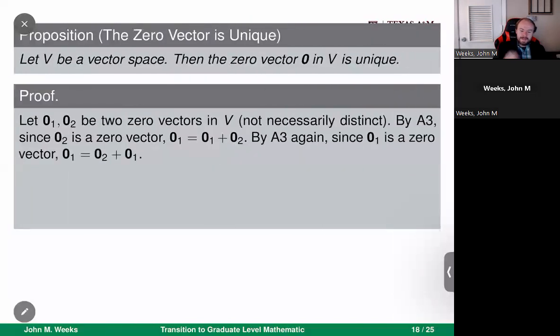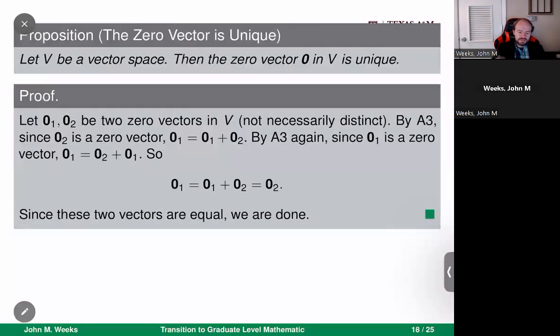Okay. By A3 again, since 0₁ is a zero vector, 0₁ equals 0₂ plus 0₁. Now I'm using that same property again, the fact that I can always add in a zero vector here. So 0₁ equals 0₁ plus 0₂ equals 0₂. That's because I've just found that these two things share a common equality. They're both the same thing. So I could just set everything there equal. 0₁ is 0₁ plus 0₂. And these two things are equal, even though their orders are different, by A1, if I'd like to clarify that. So 0₁ plus 0₂ is a common equality between 0₁ and 0₂, and that should give us what we're looking for.